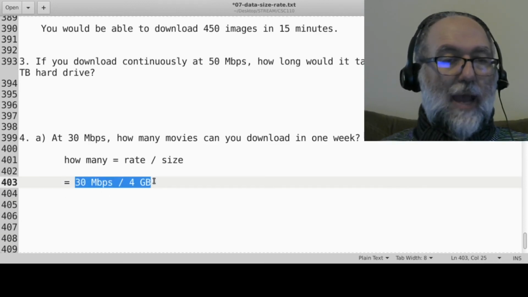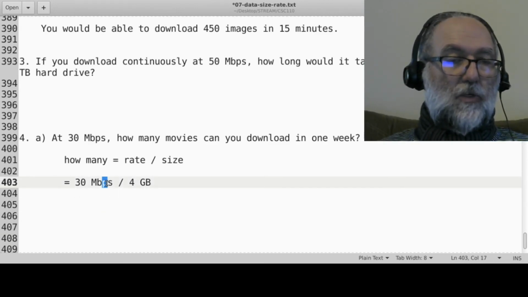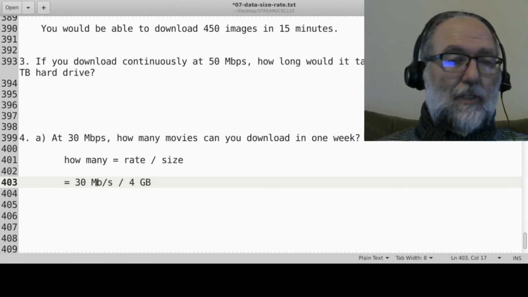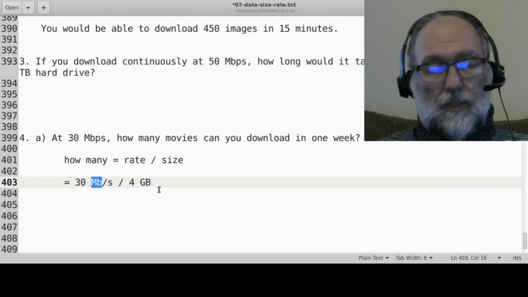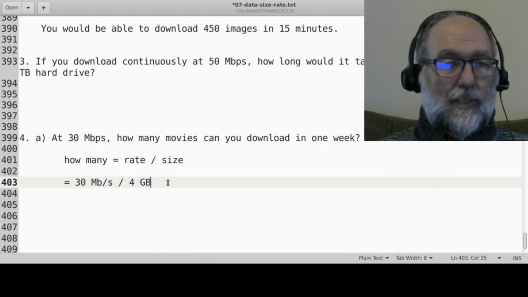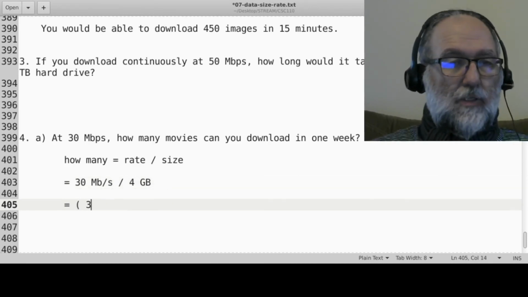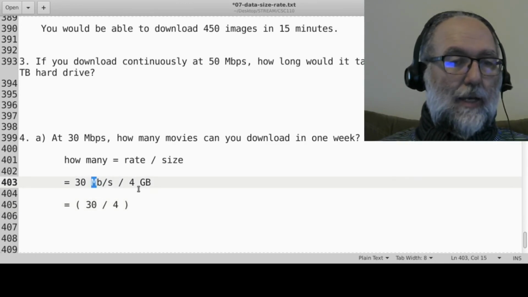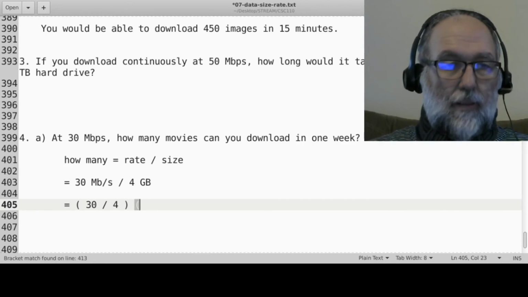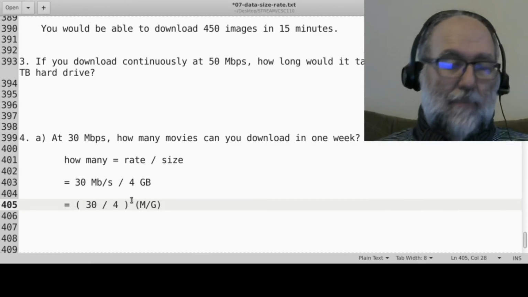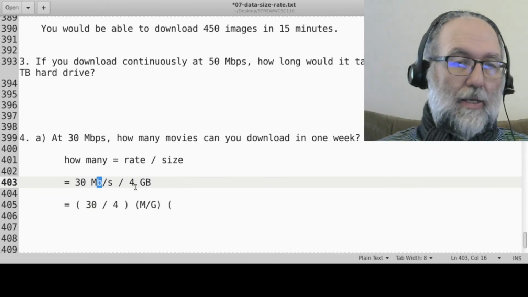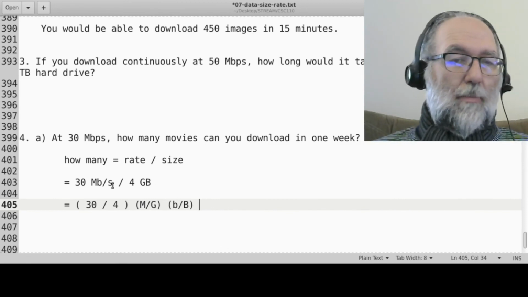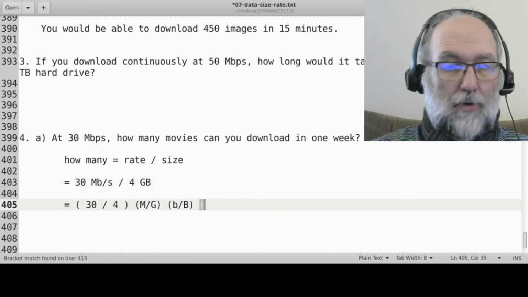Okay, and now we've got to do that unit analysis. The first thing I would do is right here, I wouldn't even write down the per. I would just put a divide like that. So we have in the numerator megabits, and in the denominator we have seconds and gigabytes. Okay, so isolate the numbers, 30 divided by 4. Isolate the metric prefixes, mega and giga. Isolate the bits and bytes, bit divided by byte. And the only remaining unit would be second in the denominator, so per second.